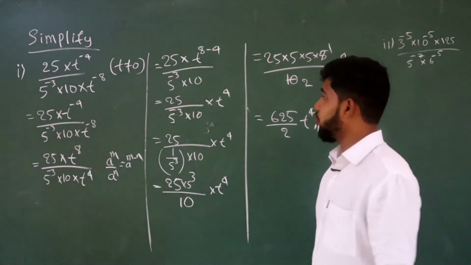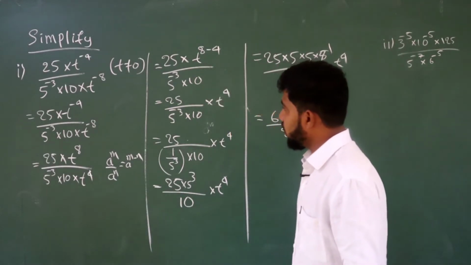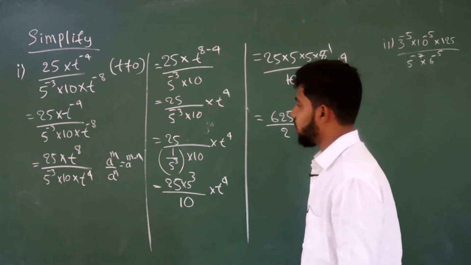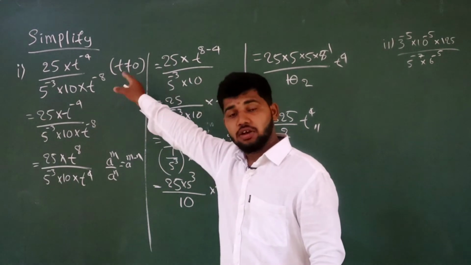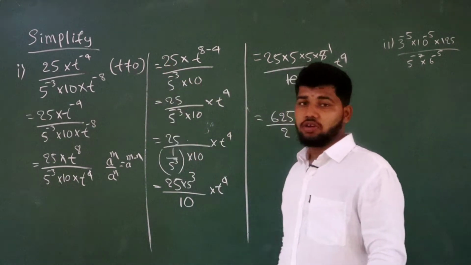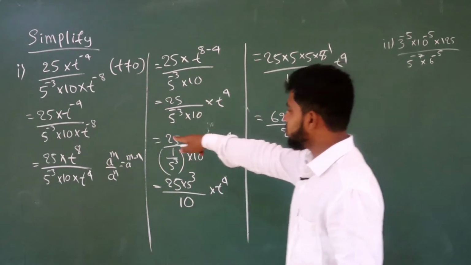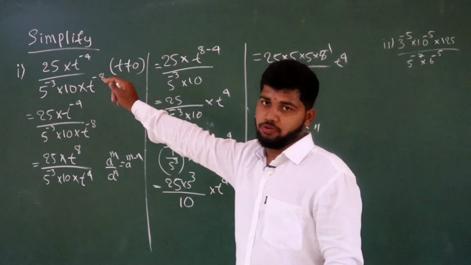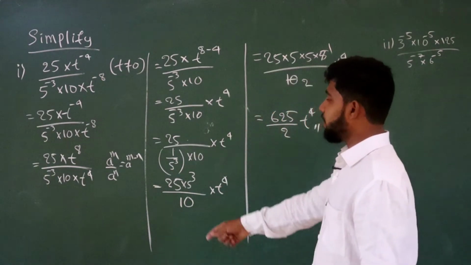Look at the problem clearly. Simplify: they have given 25 into t raised to minus 4 divided by 5 raised to minus 3 into 10 into t raised to minus 8, and one condition, t is not equal to 0. Now 25 into t power 8, because t power minus 8 in the form of 1 by a raised to m, we can write as a power minus m.